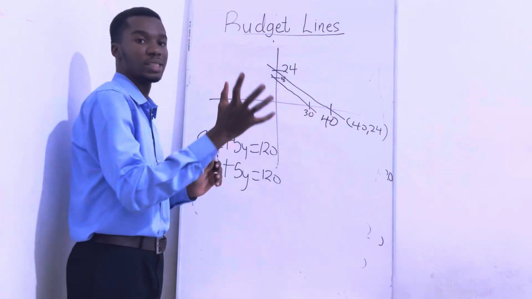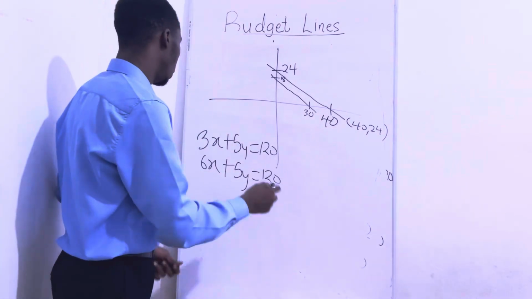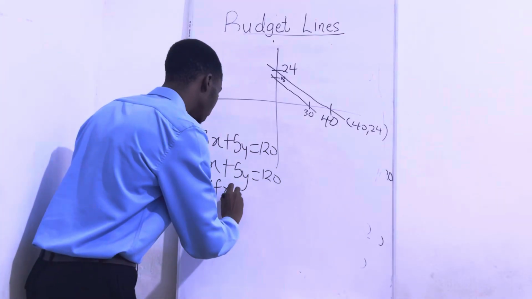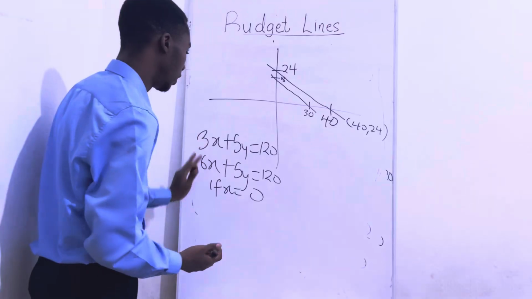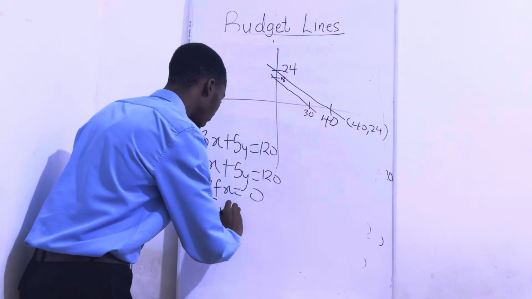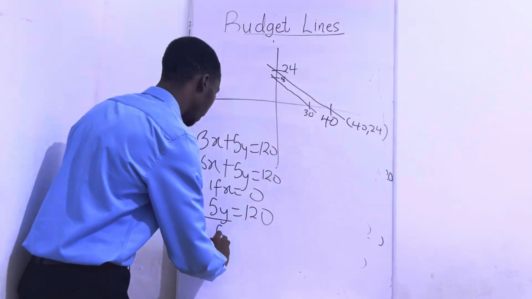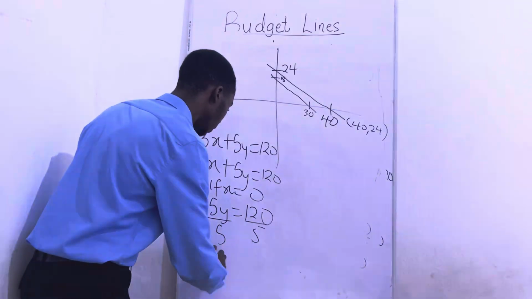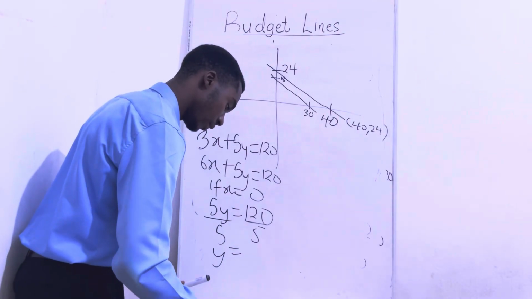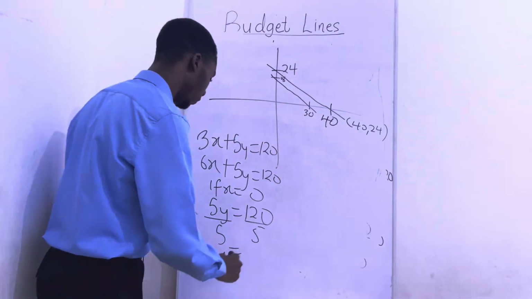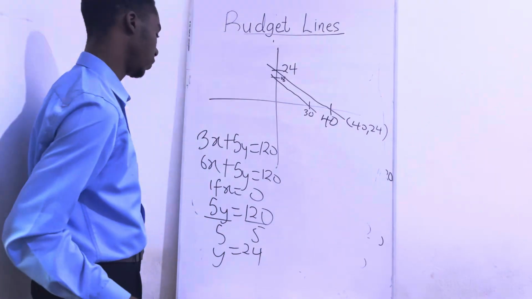Then we do the same thing as for the old one. We assume that if X is equal to 0, what would be Y? So if X is equal to 0, then it's 6 times 0, which will be 0. So you have 5y is equal to 120. You get it? Then divide both sides by 5. Then y will be equal to 120 divided by 5, which is 24. So y is equal to 24.